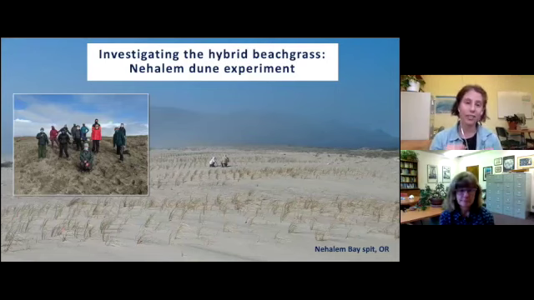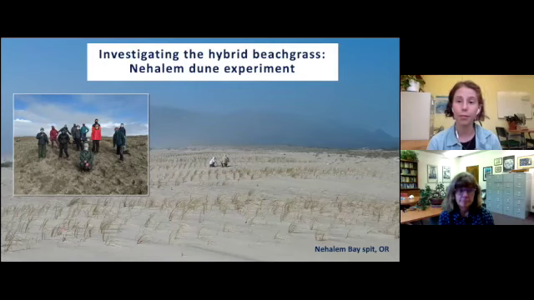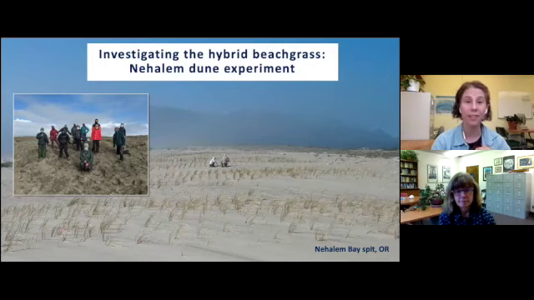Another is through this large-scale common garden experiment done at Nehalem Bay, Oregon, which is a collaboration with many, many people. Dr. Megan Wengrove, shown in the front of this left photo here, is the lead investigator, and Sally and Peter Ruggiero, also at Oregon State University, are the co-investigators. Some of the experiment's main objectives are to assess the role of different vegetation, different species, including the hybrid, in forming dunes.